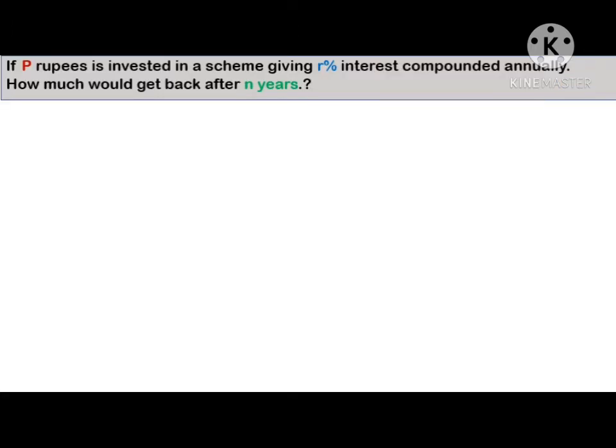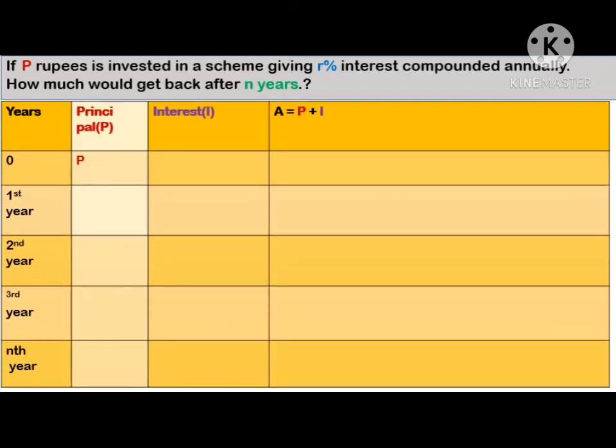Just, I wish to show you how to derive this formula. No need to learn it by heart, it's only for your understanding. Here, if P rupees is invested in a scheme giving R percentage interest compounded annually, how much would we get back after n years? Let's make a table with 4 columns: year, principal, interest and total amount, that is A equal to P plus I. And you know the principal in this case will be the deposit amount, which is P rupees.